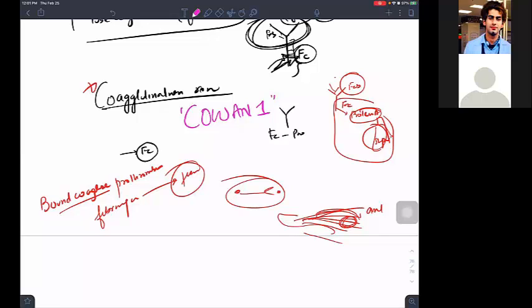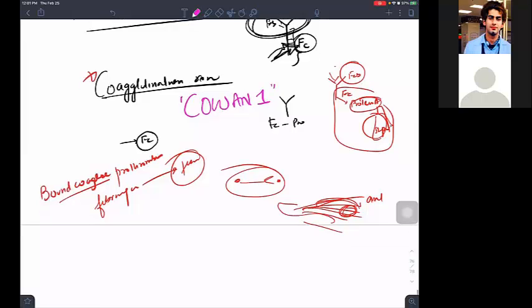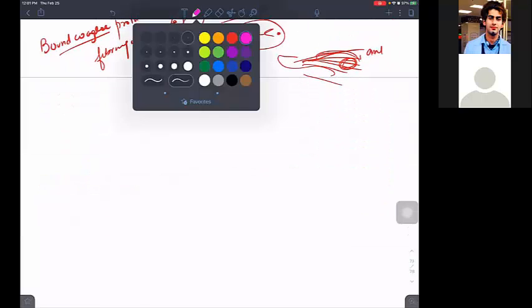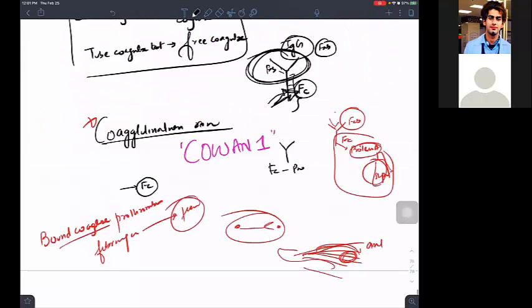Is it okay? So now we proceed to the toxins. What toxins does it have? Let us write about the toxins which the Staph aureus has.